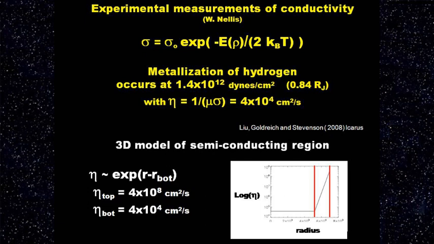So what I do is I simplify this by just assuming eta in my computer simulation goes like an exponential. So this is the log value and radius. So it's constant in the interior. And then in my model, I let it increase basically exponentially, and it changes by 4 orders of magnitude. So I'm trying to produce a fairly realistic representation of the electrical conductivity or its magnetic diffusivity in the model.